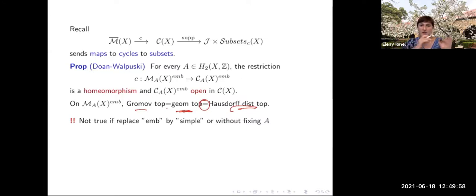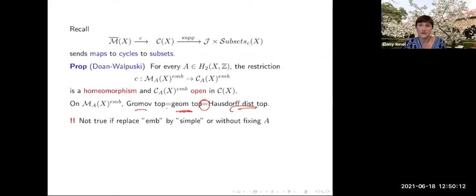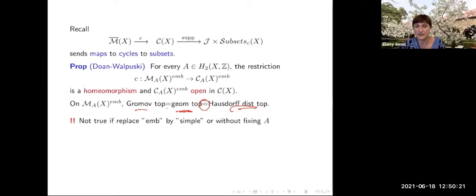Are we asking whether converging as maps in Gromov topology is the same as converging in geometric topology, or are we asking whether it's compact? Sure. And that may break down if you have more than one homology class. Right, right. Okay, thanks. So there is actually a difference: convergence as maps versus converging as cycles with multiplicity. Okay. Other questions?